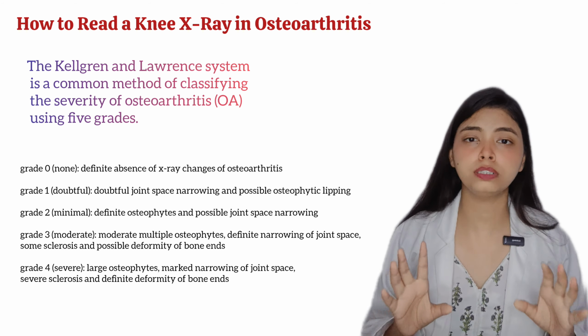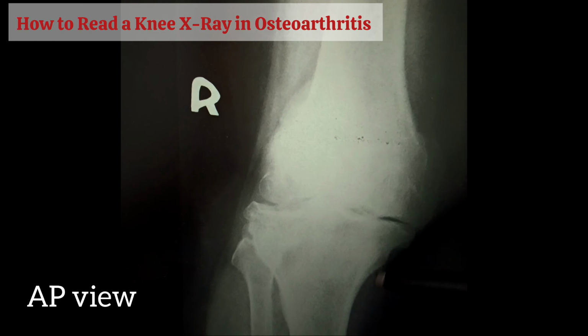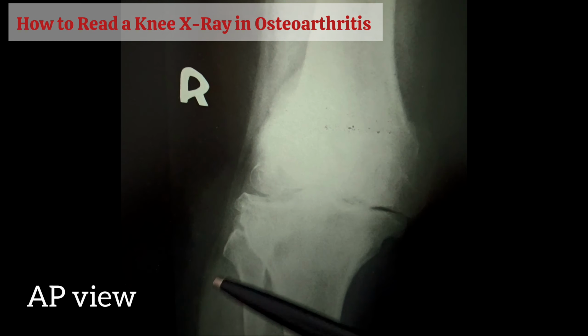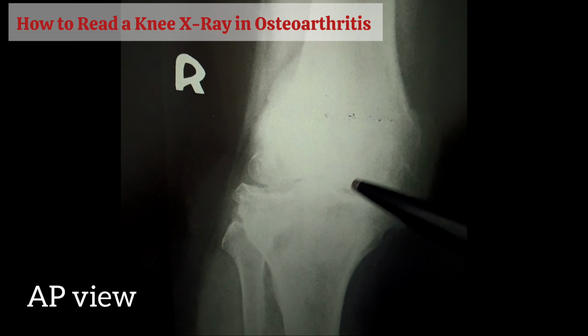Now have a look at this X-ray. This is the right knee X-ray, and this view is the anteroposterior view, in which you can see there is a clear sign of severe osteoarthritis. Now first of all, label the anatomical parts. This one is your femur bone. These are the femoral condyles, while this is your tibia bone, these are the tibial plateau, and this is the fibula.